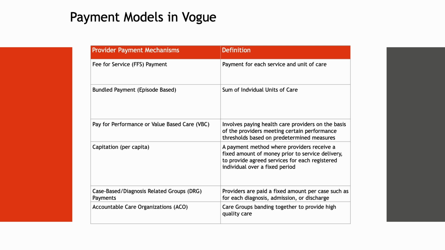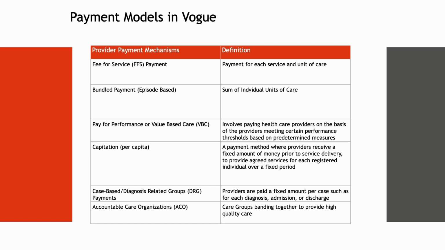The fifth model that you will see in circulation is called case-based or DRG, Diagnosis-Related Group payments or DRG payments. Here, providers are paid a fixed amount per case for each diagnosis, admission, or discharge. It is like capitation, but for specific procedures and a specific diagnosis and condition.